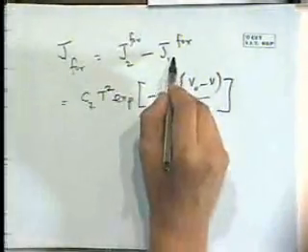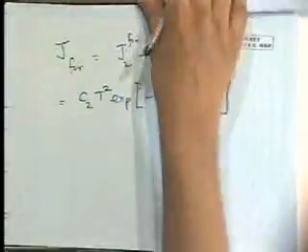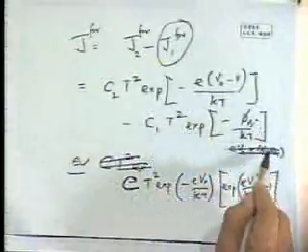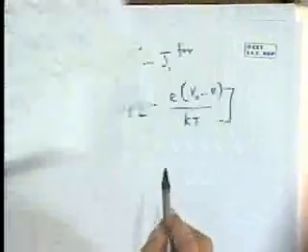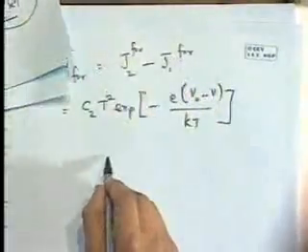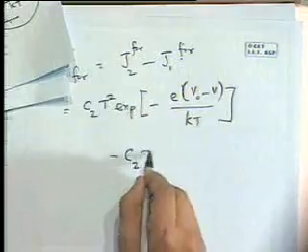C2 T squared exponential minus E. And what we are doing is that the J1 in the forward direction, which is strictly C1 T squared exponential minus phi b by kt, we have the equilibrium equation where these two are equal. So we can substitute now for this as minus C2 T squared.